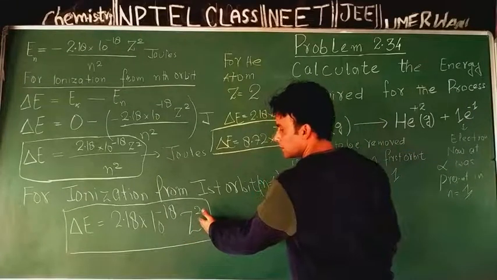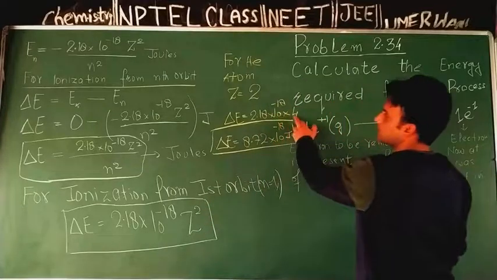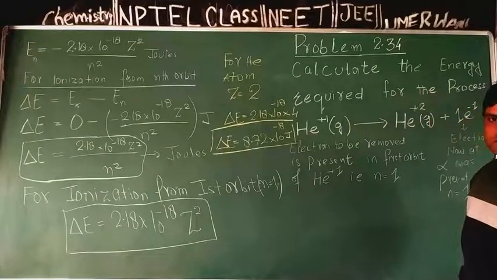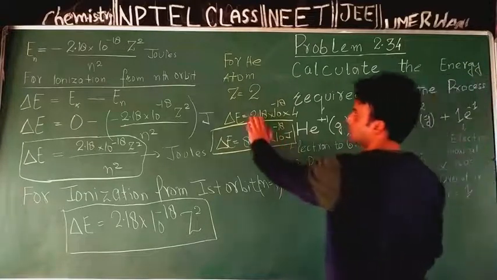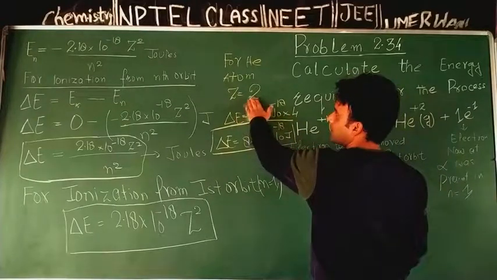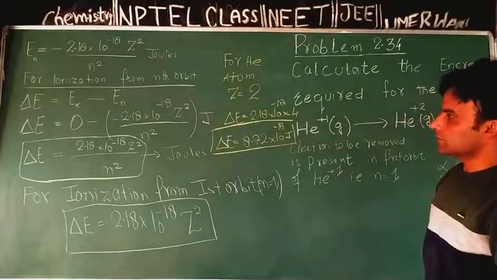or the energy required is 4 times greater than the ionization energy of hydrogen atom in ground state. And all this difference between hydrogen and helium is because of the difference in atomic number. Here the atomic number of helium ion is 2, and for hydrogen atom the atomic number is 1.